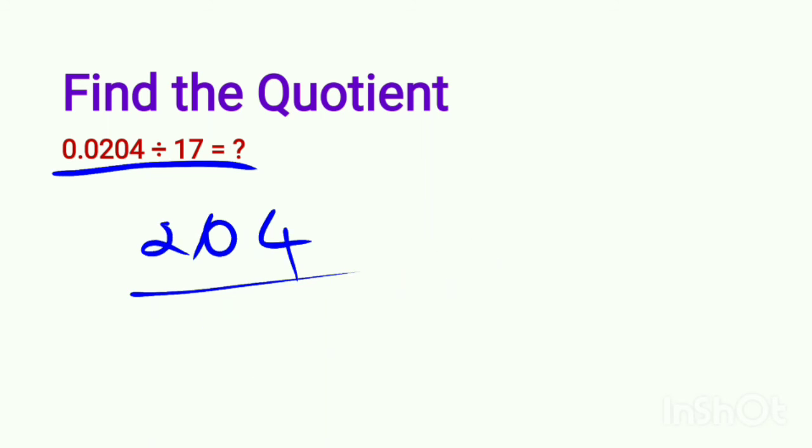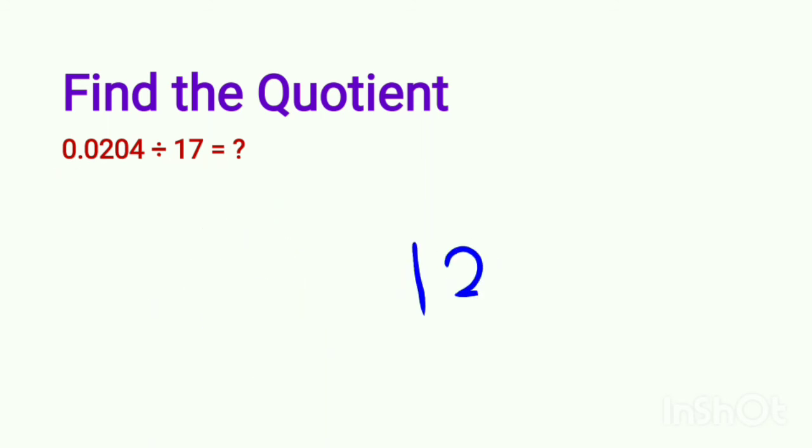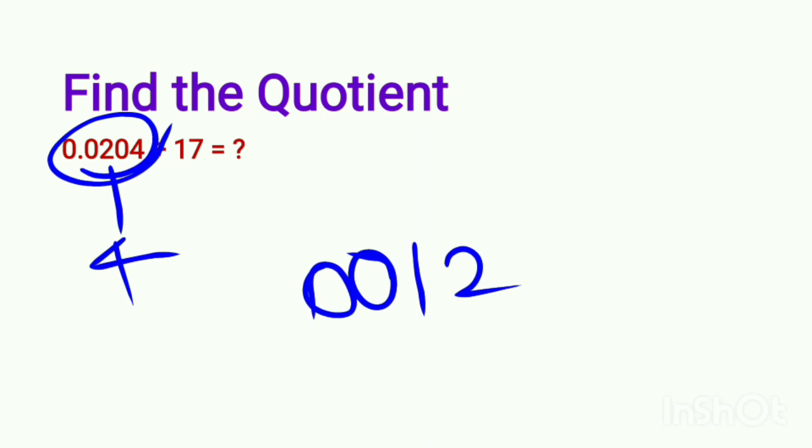Now how to keep the decimal point in this case? The number of decimal digits of the quotient is nothing but the number of decimal digits of the numerator. Here how many decimal places are there? 4, right? 1, 2, 3, 4. Since we have only a two digit number as a quotient, we have to add 2 zeros in front and then we have to keep the decimal point. Good.